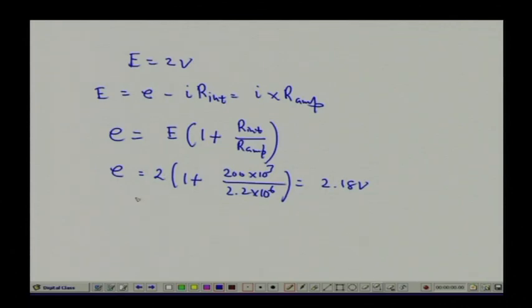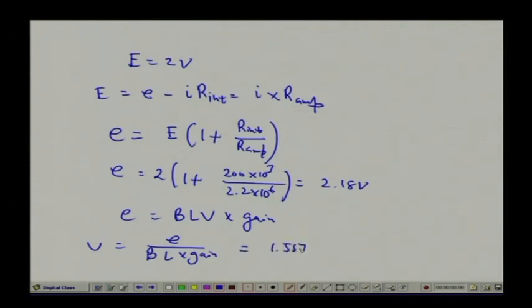Now, we know that E equal to B L V into the gain of the amplifier. If I have the amplifier gain, or the usual notation, flux density, length or diameter of the pipe, and V is the velocity of the fluid. So, obviously, if I manipulate, V equal to E by B L multiplied by gain of the amplifier. It will give you 1.557 meter per second, right.